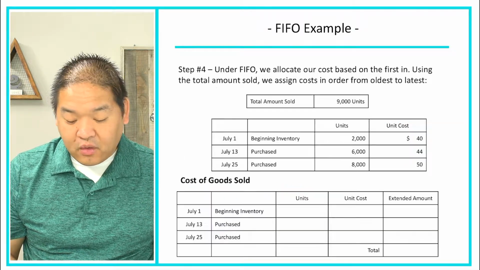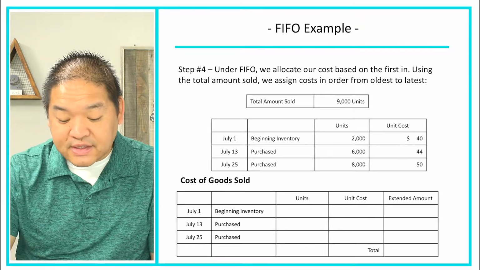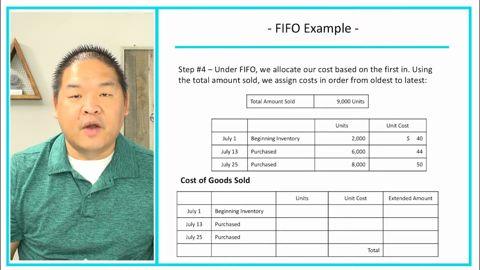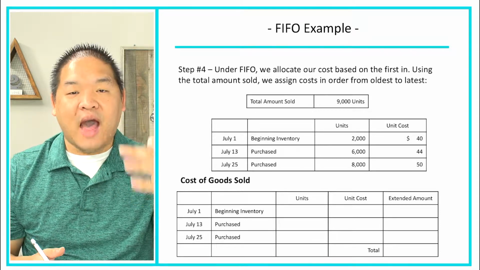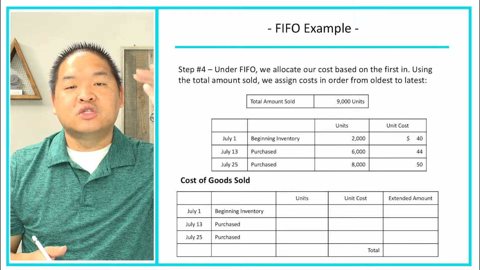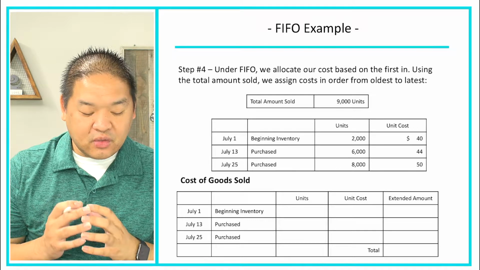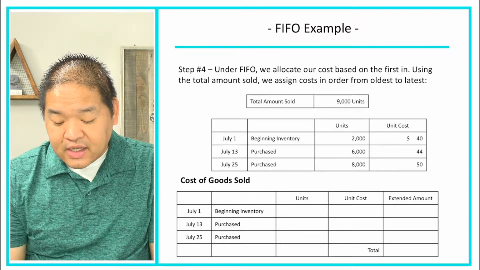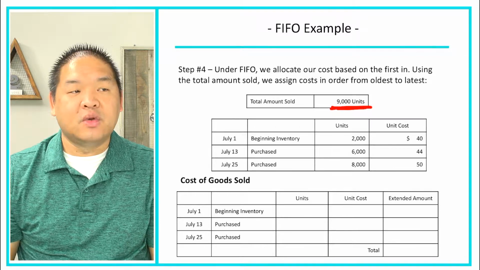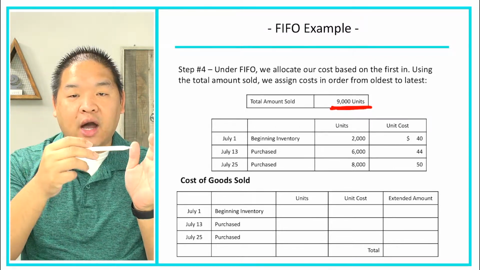In step number 4, we're trying to calculate cost of goods sold. So this is where we're really going to use FIFO. Now remember, FIFO means first in, first out. So we're going to allocate the first cost to the first items, and then we'll work our way down. Now, this is where it gets a little tricky. So we've sold 9,000 units. So if we think about it, we've got 9,000 units that we have to assign a cost.